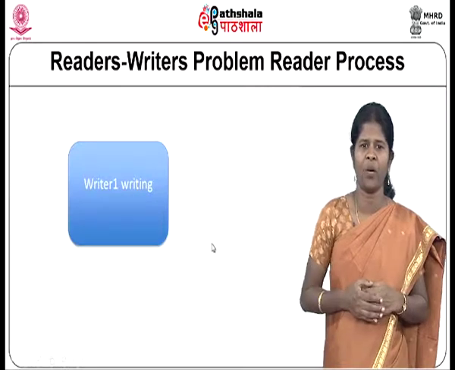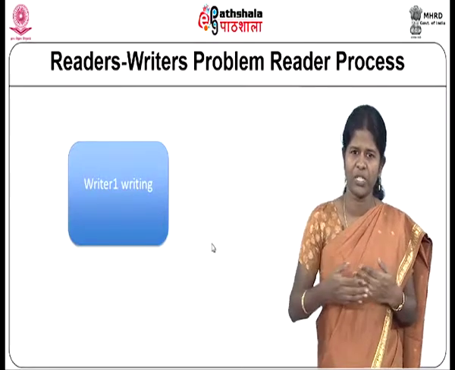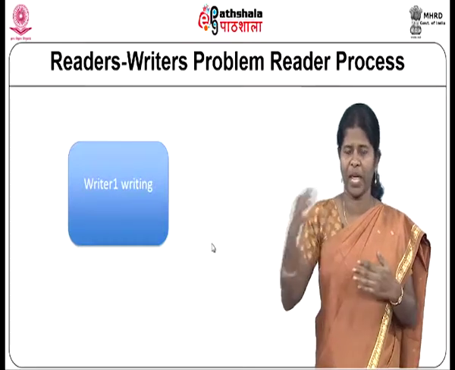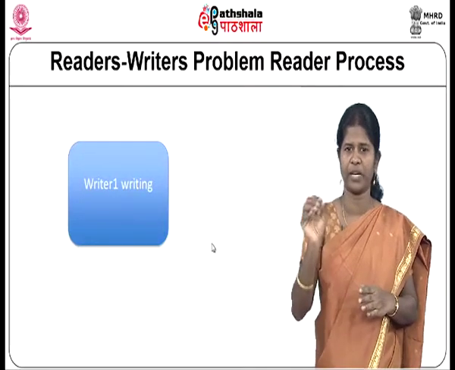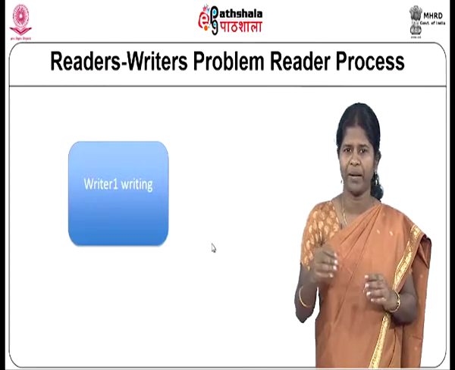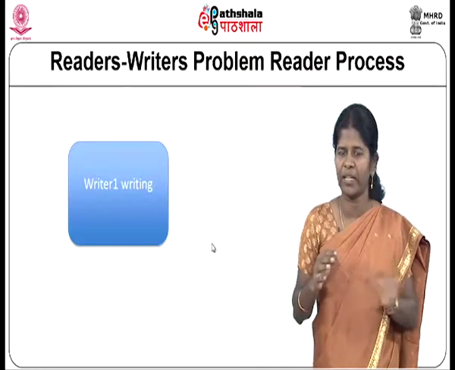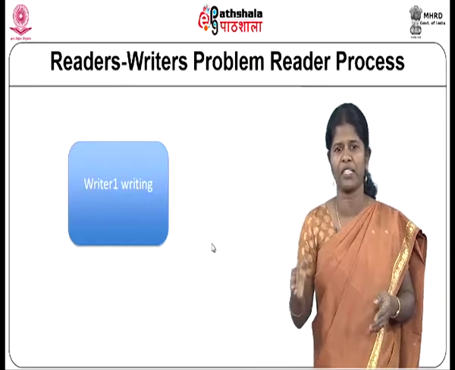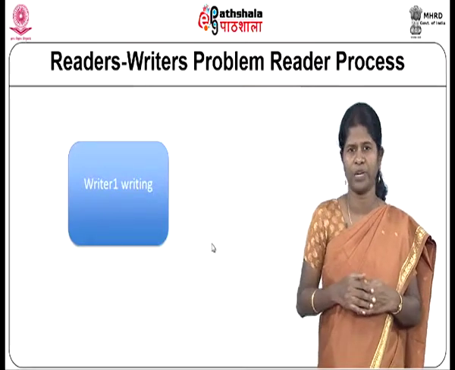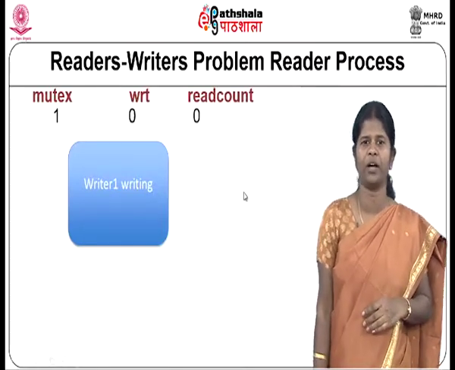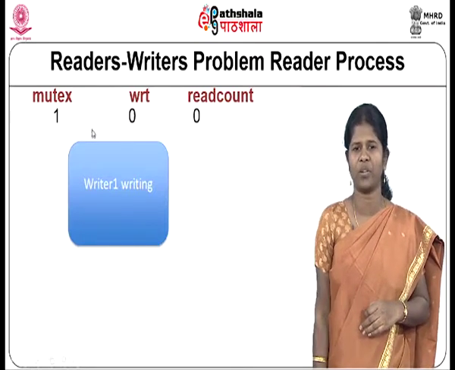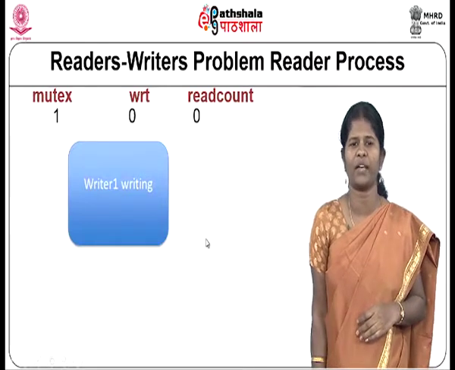So we have seen now how the reader processes were reading. When multiple reader processes arrive, they can be allowed to read at a particular time. Only the read count is maintained to know how many readers are reading. But if the writer arrives, even while there are a number of readers who are reading, the writer has to wait. Only after all the readers finish, the writer can continue to write. So the value of mutex, WRT and read count is 1, 0 and 0 now respectively. WRT is 0 and the writer is writing.